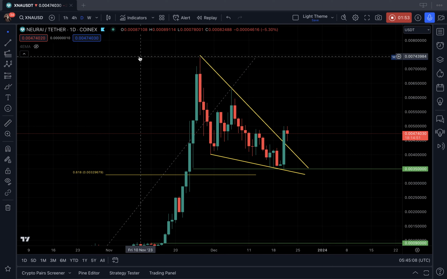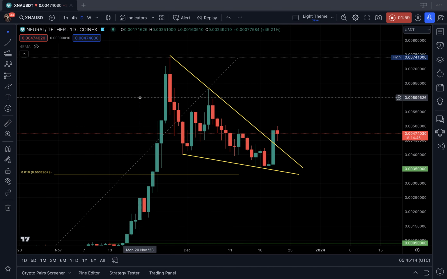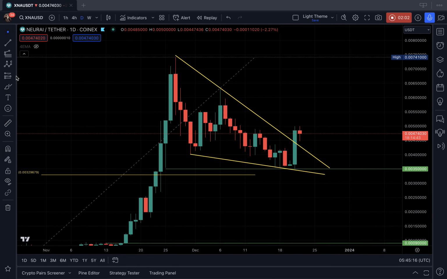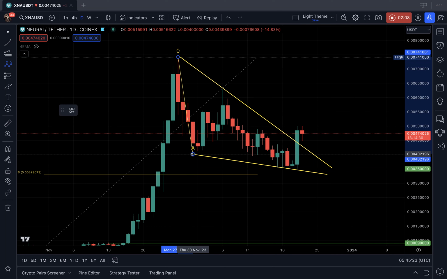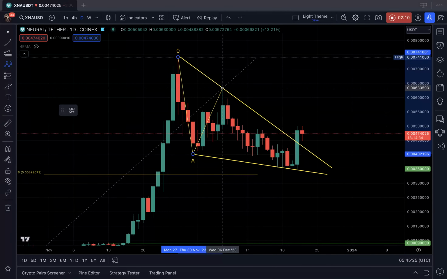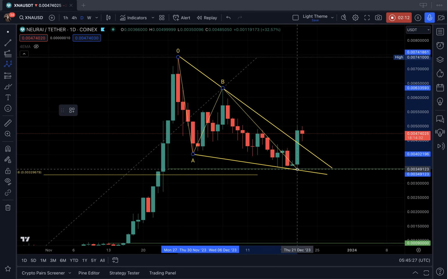Following the all-time high of 0.07741, XNA entered a correction phase. This correction phase could be categorized as an ABC. This is the A move, the B move, and the C.